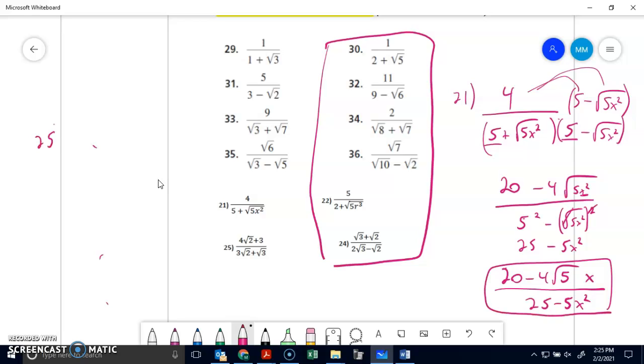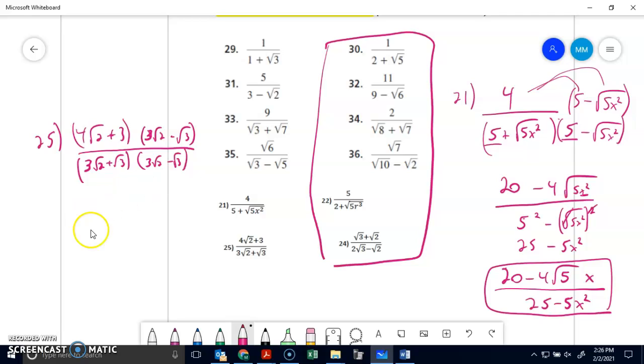I'm also going to do 25. And again, if you know what you're doing, you don't have to watch this. I just wanted to do another one. But we haven't done one like 25, so it would be good to see this. Because the numerator also has a binomial. So I have this stuff here. I want to multiply top and bottom by the conjugate, 3 square root of 2 minus the square root of 3. And I put everything in parentheses once again just to help us remember to distribute. So now we have a lot of distributing to do.